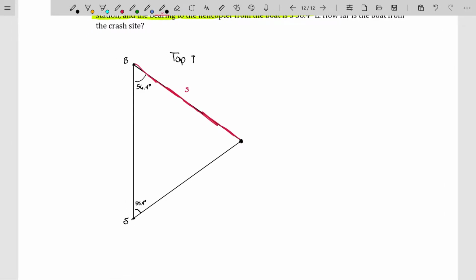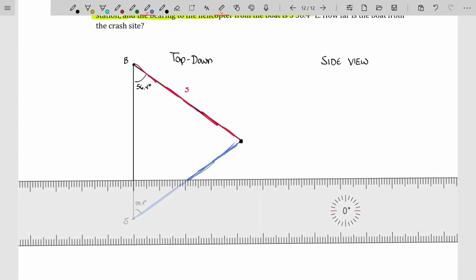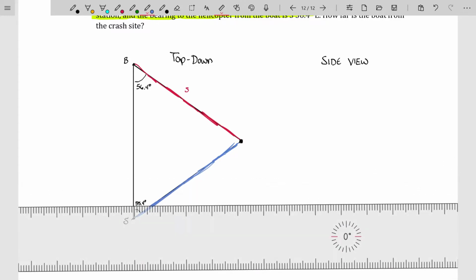This is a top-down view right here. We're looking at kind of an elevated top-down view of the ocean, but we have a side view as well. This is so I don't have to draw in 3 dimensions. And our side view is going to be this side right here from the station to the crash site. And that side view is going to look like this. I'm going to take that side.